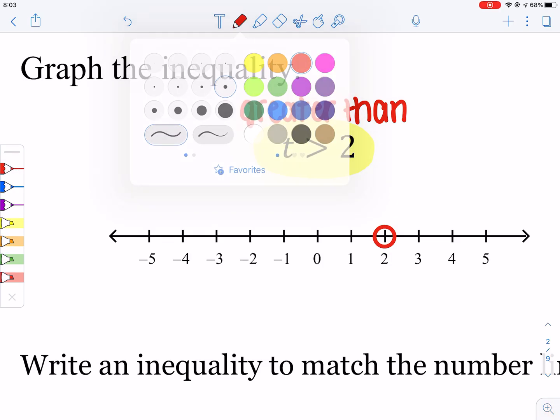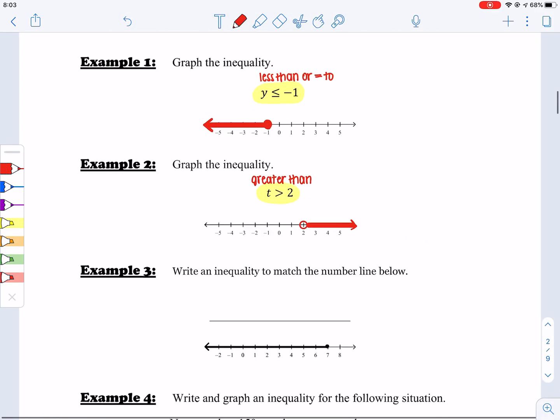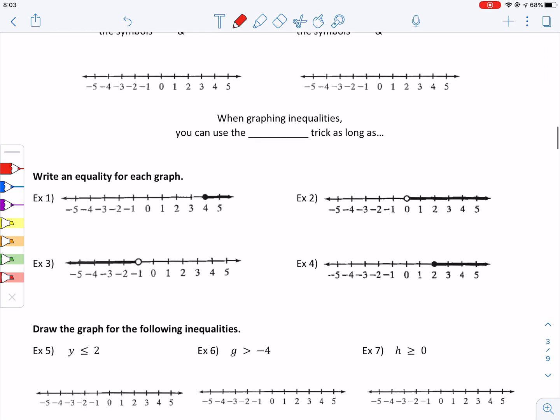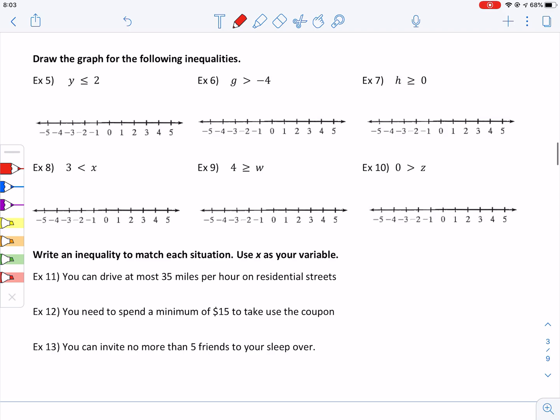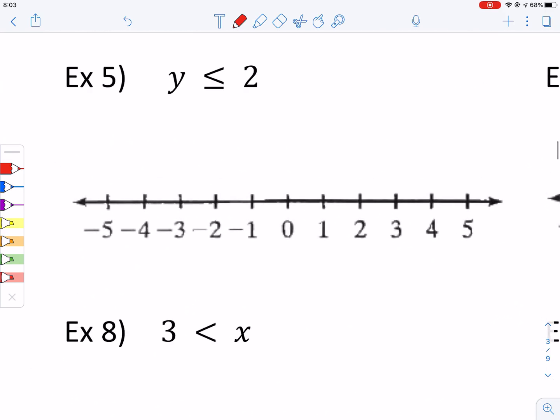And then let's shade. If I need all numbers bigger than 2, I'm going to shade over to the right. So let's shade it to the right. And then as always, put your arrows at the end just to show that your number line would keep going if it could. Okay, let's go to the next page and try to graph some more of these ones. So like example 5, it's y is less than or equal to 2.